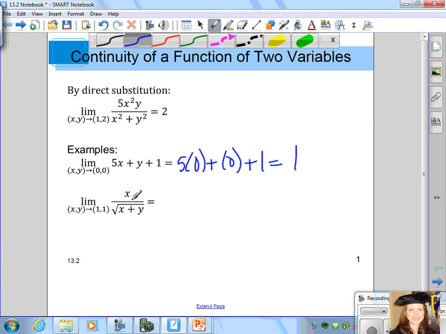Let's do the same thing by direct substitution, plugging in 1 for x and 1 for y. We get 1 over the square root of 2, or if you rationalize the denominator, the square root of 2 over 2. That's the limit of that function.